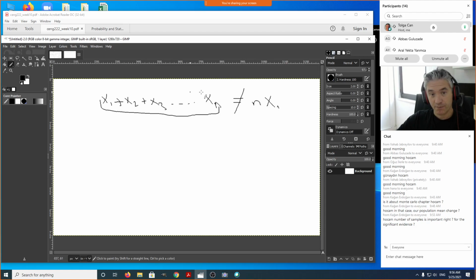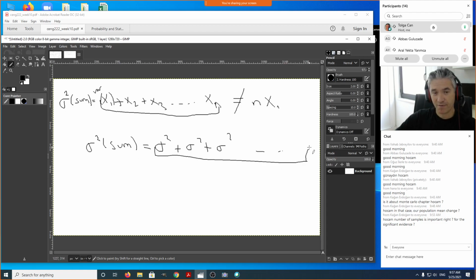So when you add them, the variance of the sum is equal to the sum of the variances of the individual variables, because of linearity. In other words, the variance of the sum is equal to sigma squared plus sigma squared plus sigma squared, and so on. You have n of those, right? These are individual random variables, so the variance of the sum is the summation of their variances. Therefore, there are n of those, and n times sigma squared is the variance of the sum.